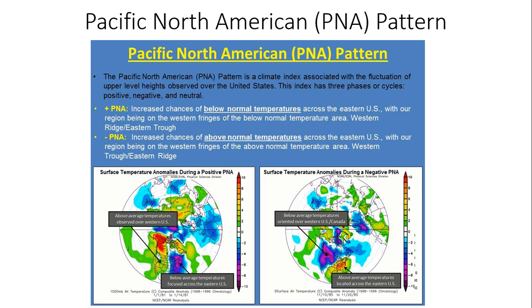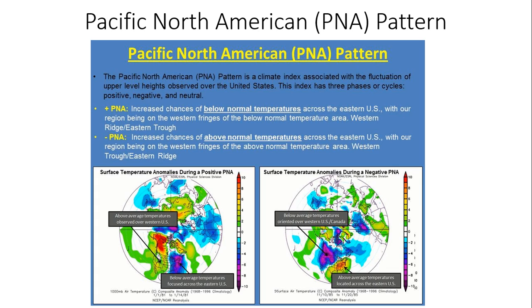The big difference between the positive phase in the bottom left corner and the negative PNA phase in the bottom right corner is the jet stream configuration. So with a positive PNA, we generally get an upper level ridge along the western U.S., all the way up into western Canada, sometimes up into Alaska, and a downstream trough at much cooler temperatures over the Midwest and eastern U.S.